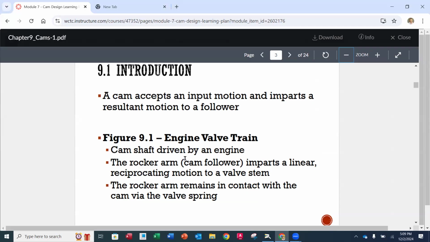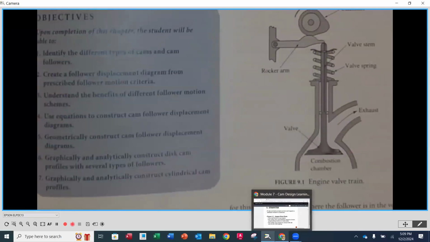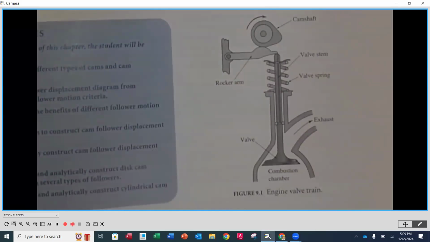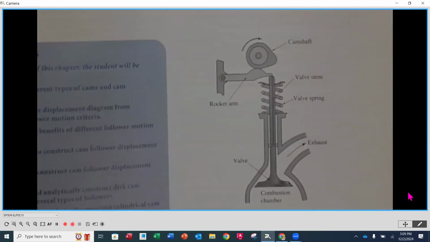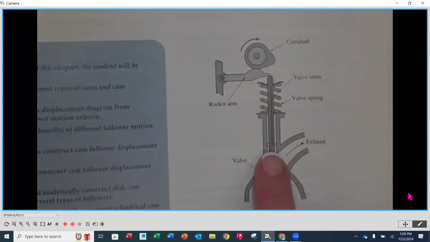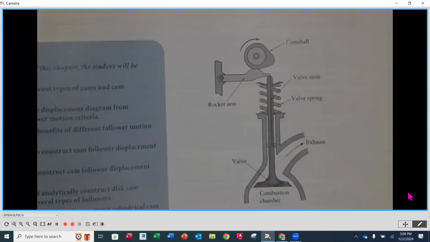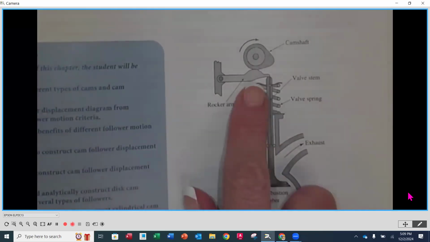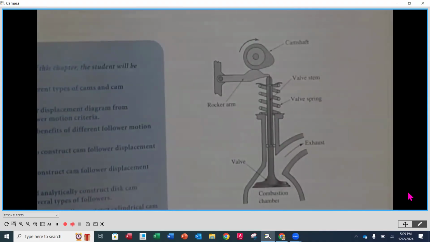Now, as we look at figure 9.1, this is a very classic example of an application of a cam and a follower. You're going to notice here that this is an engine valve train. If we start at the bottom here, here is the valve that is going to move up and down vertically to open and close the combustion chamber. And then it's connected to a valve stem that has a spring around it, which on the end of the valve stem then comes in contact with our rocker arm.